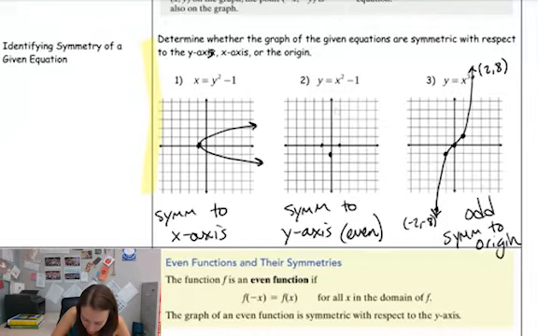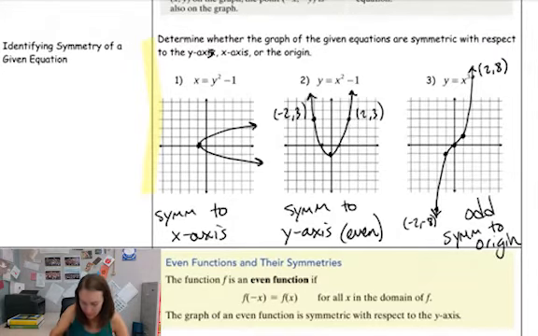Let's see, 1, 2, 3, 4. So this point at (2, 3) would have a symmetric point at (-2, 3). So if I negate the x with an even function, the y stays the same. That's a better graph for you.